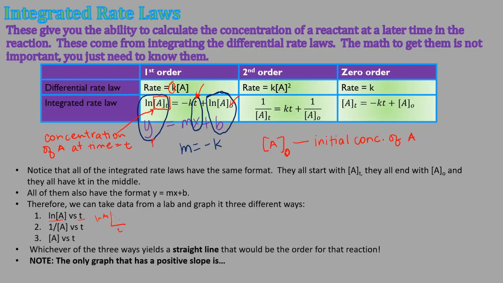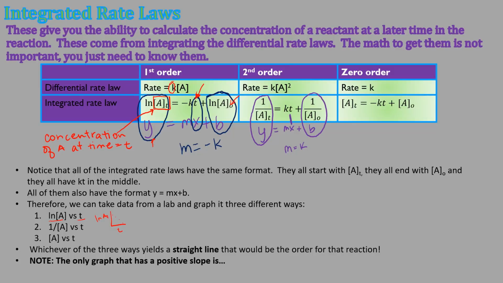All right, and then we have the same thing for second order, except we don't have negative k and we don't have natural log. We have the inverse of A. So still we have y equals mx plus b. So this is our y-intercept. It's 1 over the concentration of A initially, so the very first concentration that we put in. And then y is the inverse of all the concentrations of A at every time that we put on the x-axis. And then the slope is equal to k.